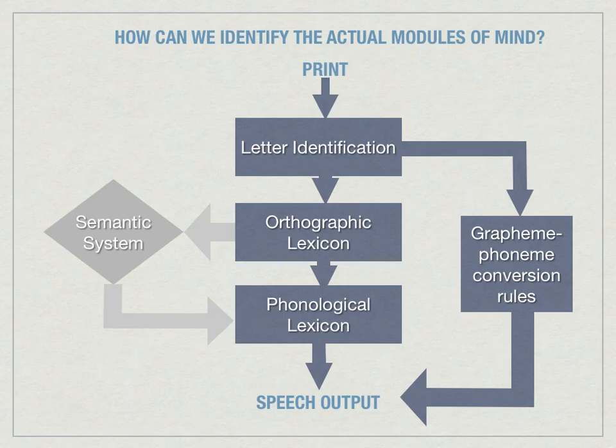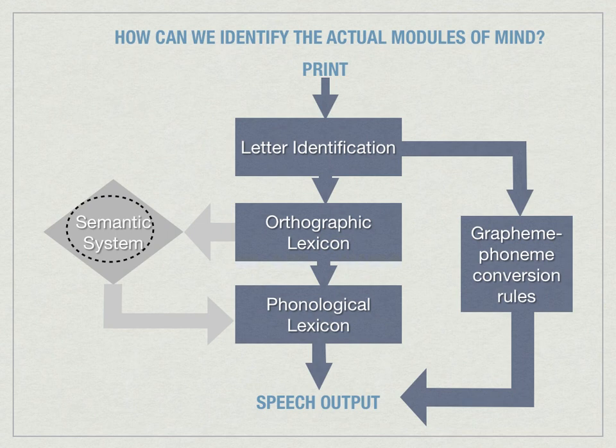Now let's go over to the right side of the diagram and look at what we mean by grapheme-phoneme conversion rules. This is another modular system, separate from the first route that we've spoken about, and it retrieves the pronunciation of a sequence of letters using rules rather than word identities. So take book as an example. We identify the first letter as B, associated with the sound B. The sequence O-O-K is pronounced ook, and we put the two together using these conversion rules and we say book. That's the second route.